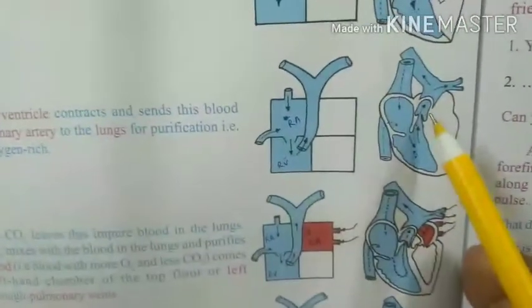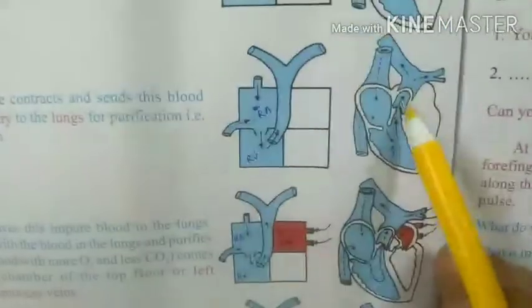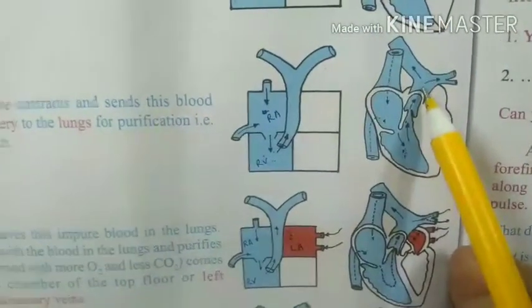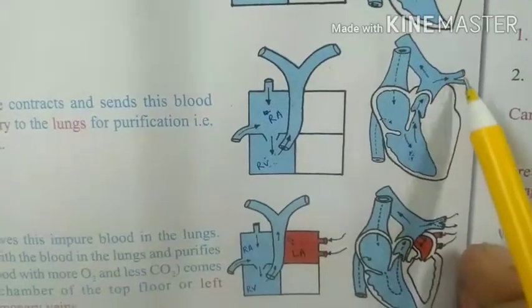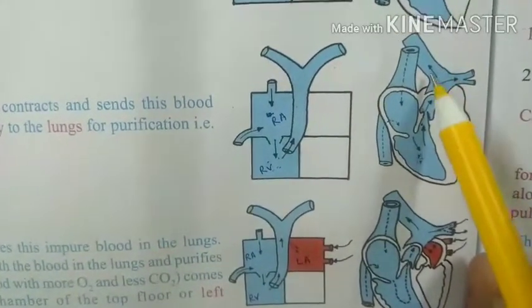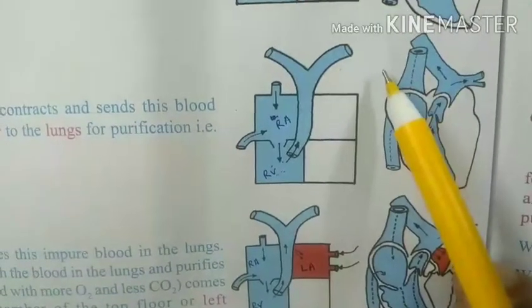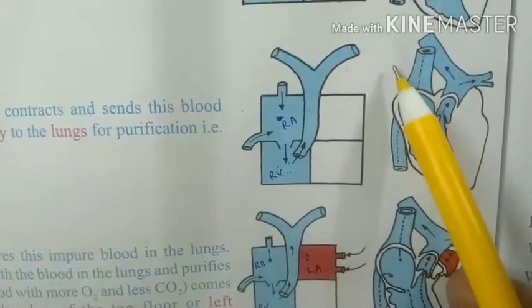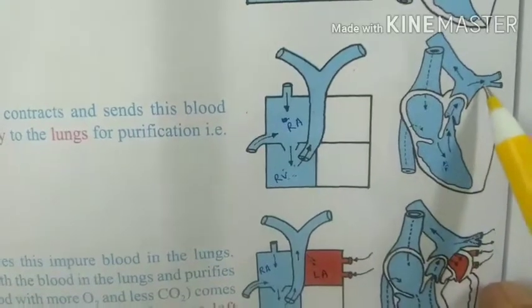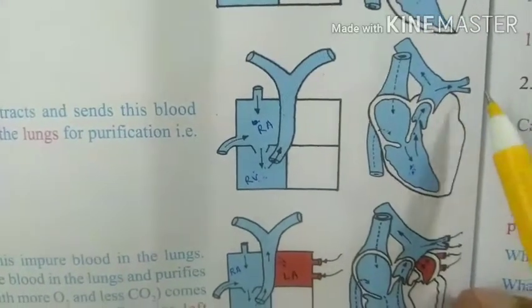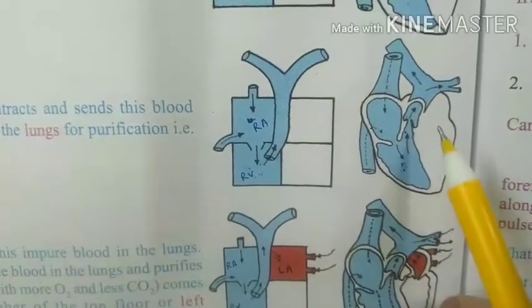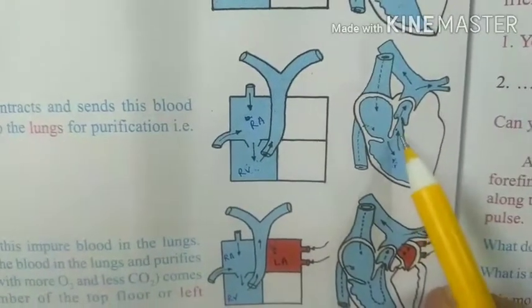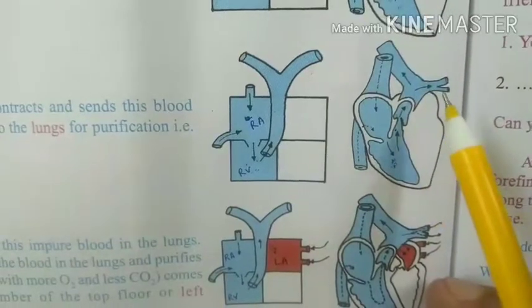And you see, this pulmonary artery divides into two portions. One for the right lung and another for the left lung. So impure blood goes to the lungs for purification.